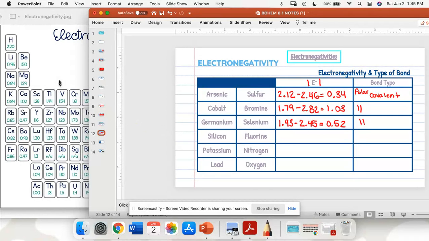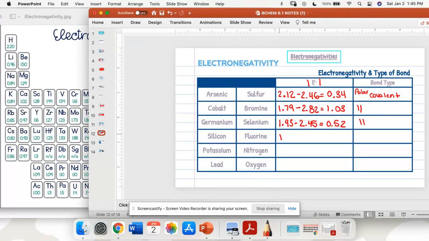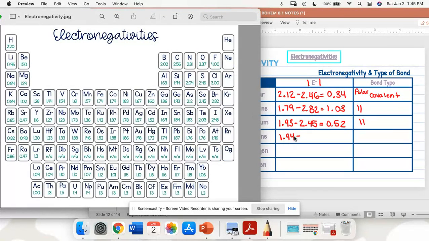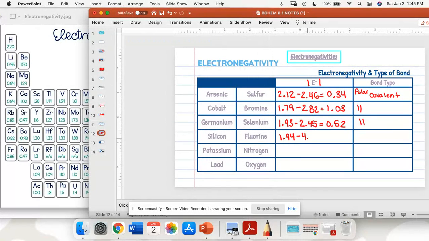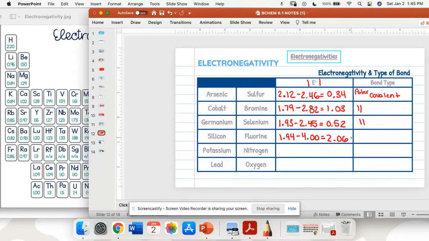All right, this next one is silicon, so Si, which is 1.94. And fluorine, which is 4.00. So that subtraction gives you 2.06. So that is well above 1.7, and that is an ionic bond.